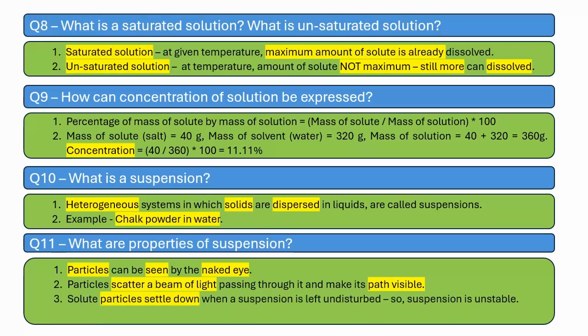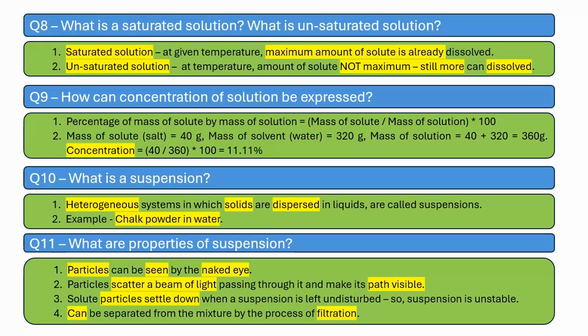Solute particles settle down when the suspension is left undisturbed. So a suspension is unstable. If you take chalk powder and put it into water and stir it, and you just leave the beaker on the table for some time, you will see that all the particles will come down and settle at the bottom. If a suspension is left undisturbed for some time, all the suspended particles inside it will settle down. And they can be separated from the mixture by a process of filtration.